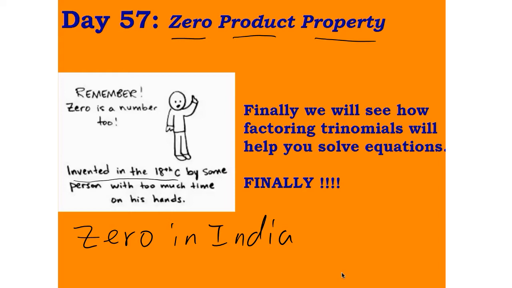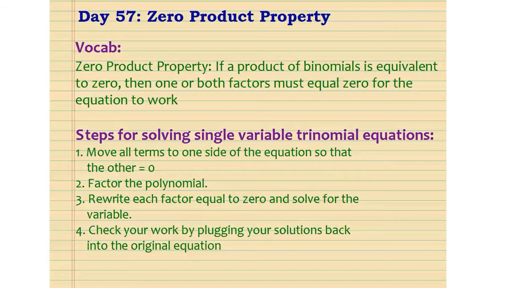And once 0 came into the Arabic numerals, we could start doing multiplication. Well, we're going to be doing multiplying, and we're also going to be doing factoring. And with the zero product property, we will be able to solve equations, finally. Here's your vocab. Copy this down.